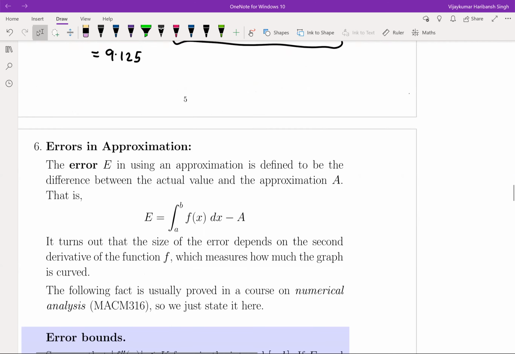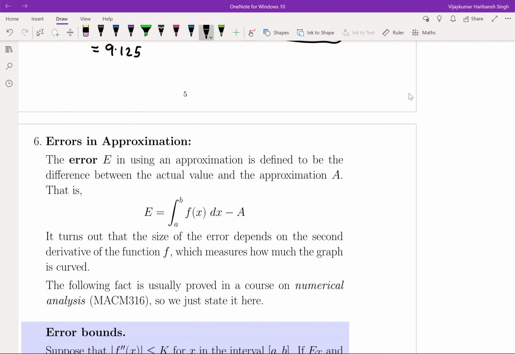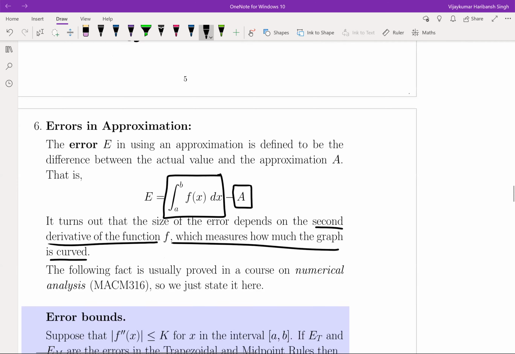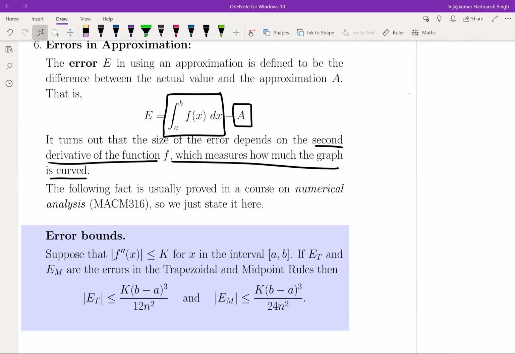So if E is the error using an approximation, the error is defined as the actual value minus the approximated value. It turns out that the size of the error depends on the second derivative of the function, which measures how much the graph is curved. It's meaningful, right? The shape of the graph will determine whether it's an overestimate or underestimate. So these are the error bounds.